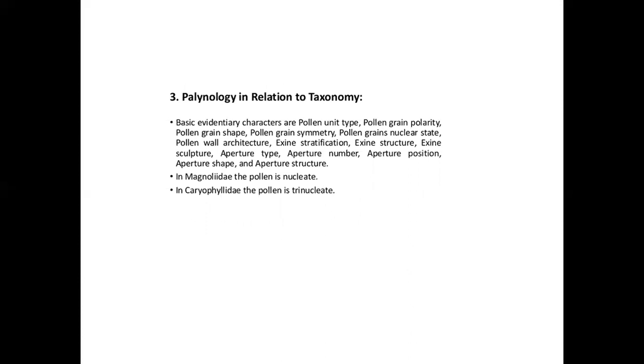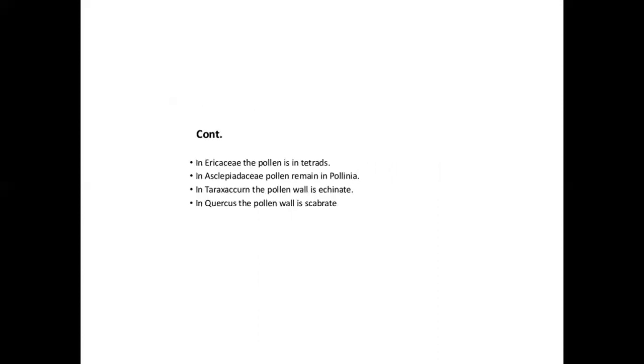In Magnoliidae, the pollen is binucleate. In Caryophyllidae, the pollen is trinucleate. In Ericaceae, the pollen is in tetrads. In Asclepiadaceae, pollen remains in pollinia. In Taraxacum, the pollen wall is echinate. In Quercus, the pollen wall is cabrate.